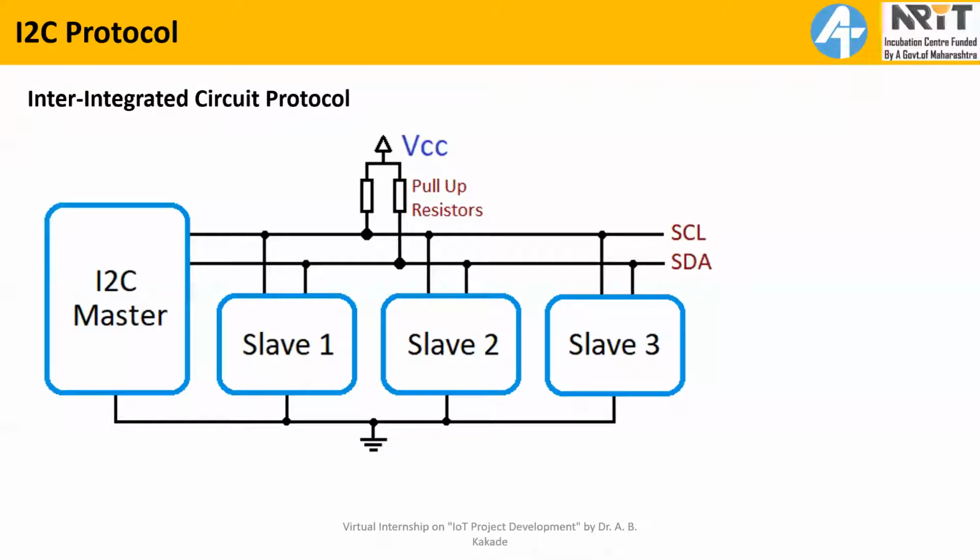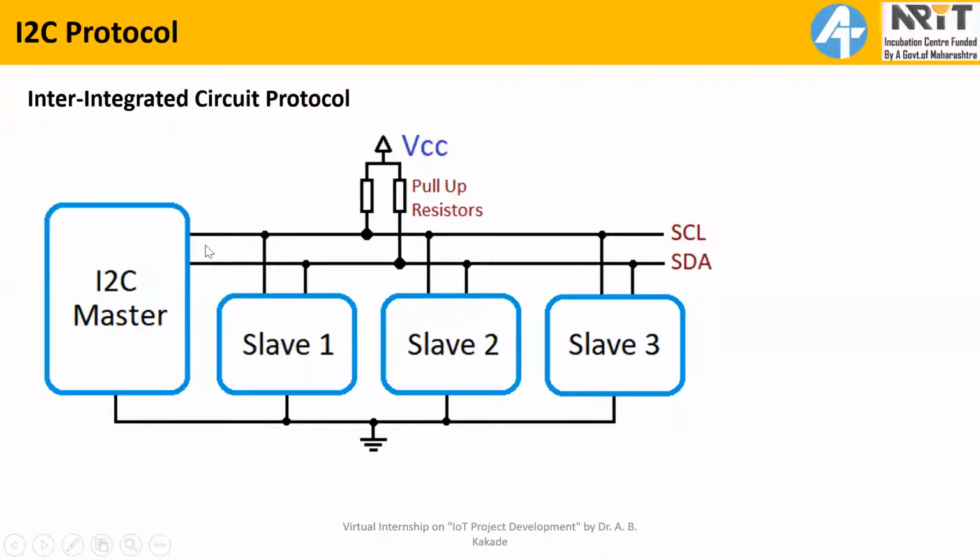I2C protocol. Its full form is Inter-Integrated Circuit protocol. In I2C protocol, there is at least one master. Multiple masters are also possible. That is called multi-master mode. So there is at least one master and multiple slave devices. Slave devices cannot initiate any kind of write or read operation. The master has to initiate read or write operation.